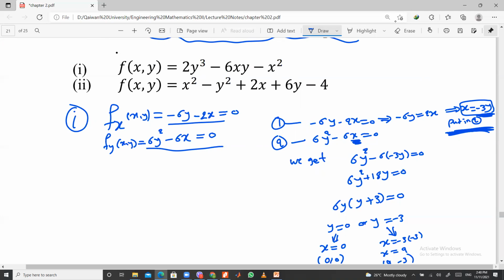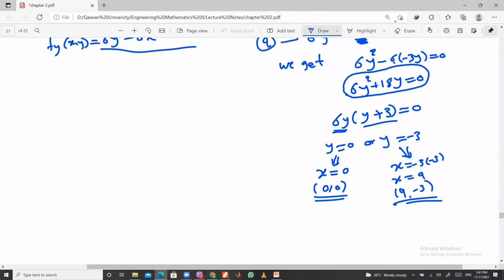Then we put this into the second equation, this is the substitution. We get 6y squared minus 6 times minus 3y equals 0, and we get 6y squared plus 18y equals 0. In this equation, we have only y. It's a polynomial of degree 2. We can solve it by factorizing it. We take 6y as the common factor, so we get y plus 3. Then we find the values of y: y is 0 and y is negative 3.